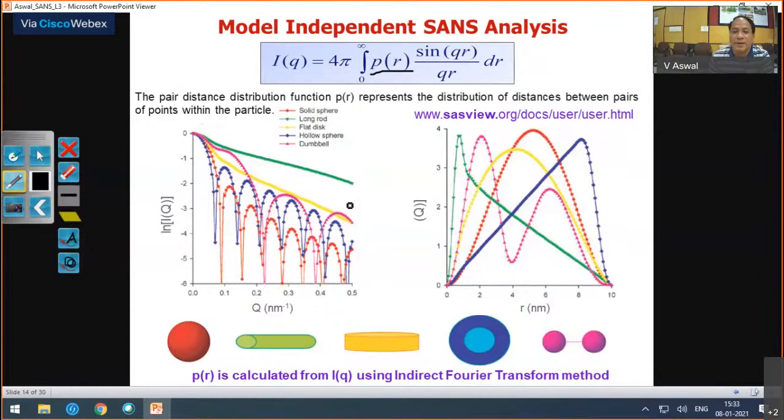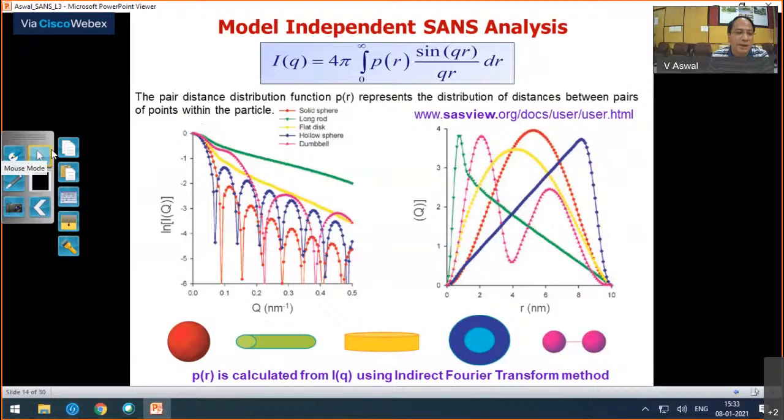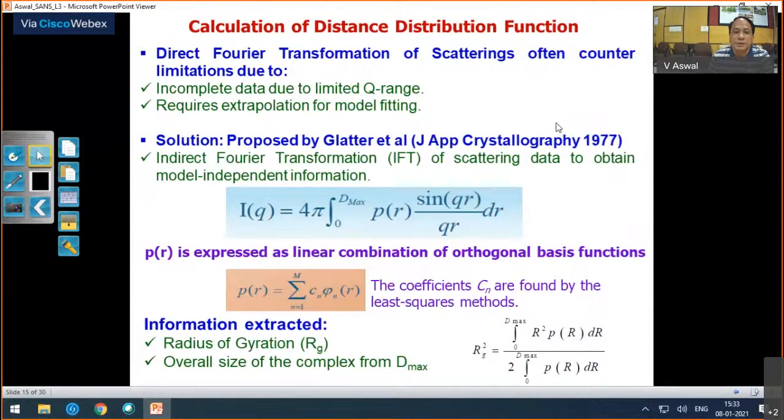So, by doing the Fourier transform of scattering intensity, you can get the P of R, and P of R gives you, because it is different for different shapes of the particle, information about the shape of the particle in the system and also the maximum dimension of that shape which is there in the system. So P of R is calculated by the indirect Fourier transform.